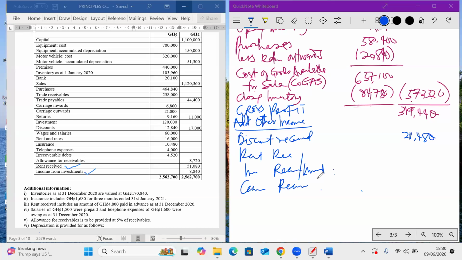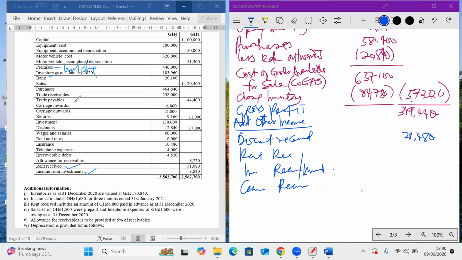Are you getting it? Yes, sir. So you see here, we have premises. Premises here stands for building, so it's a non-current asset. We have bank, we have sales, we have receivables.